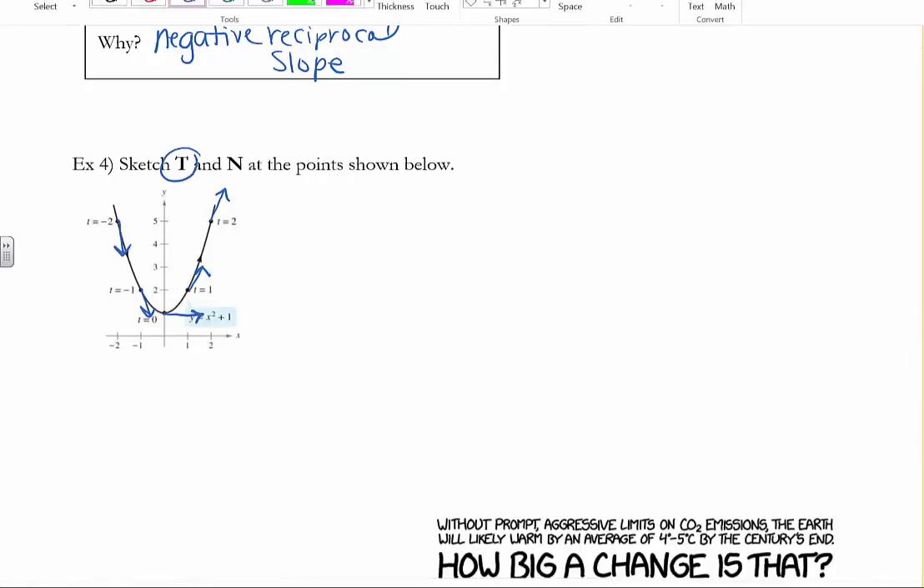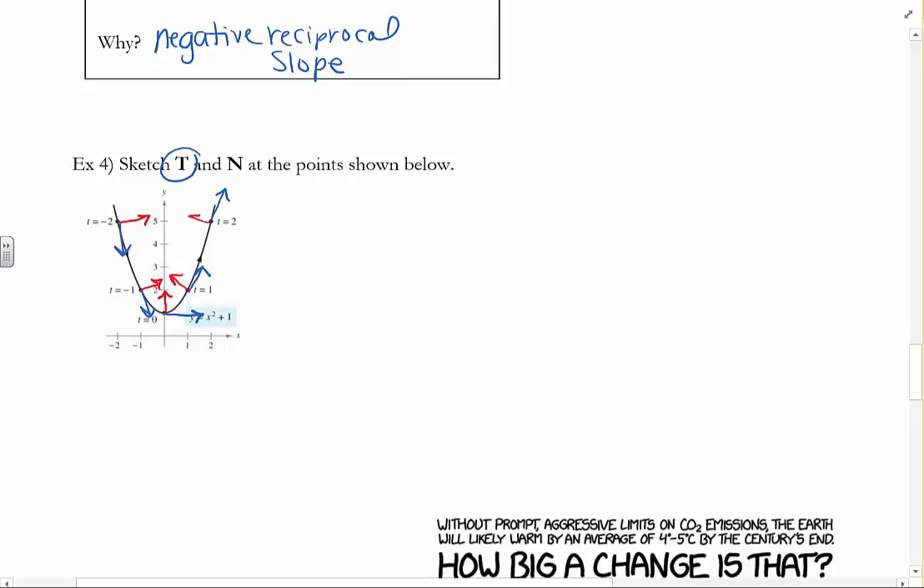We'll make that blue. And then all of my N's, my unit normals, have to be perpendicular to the blue but point inward. So that would go like that. This guy, perpendicular but pointing inward, would go like that, and like that. All right. So that's what we have for our principal unit normal and tangent vectors for now. I'm going to make another video to wrap up these notes because I'm at 15 minutes already.